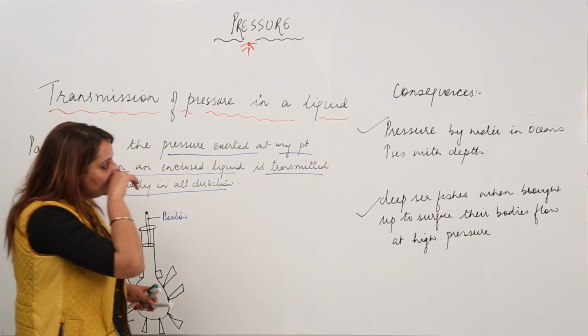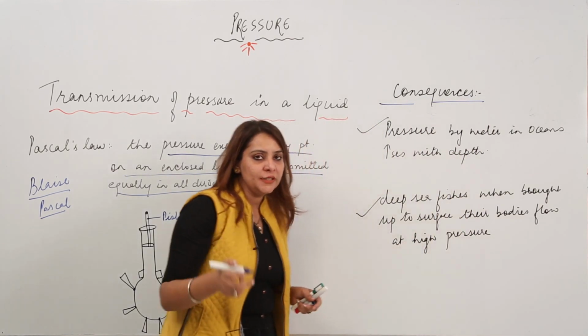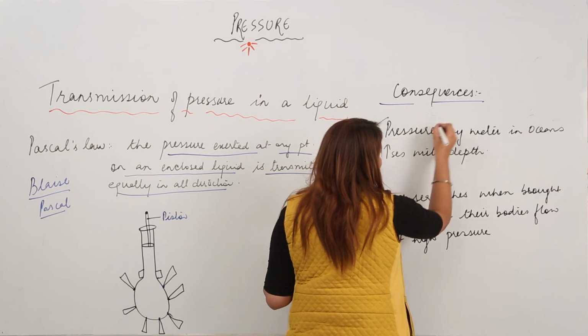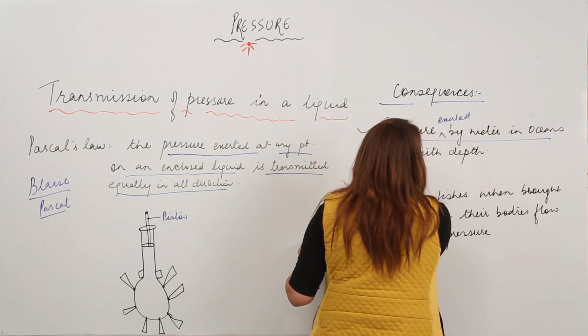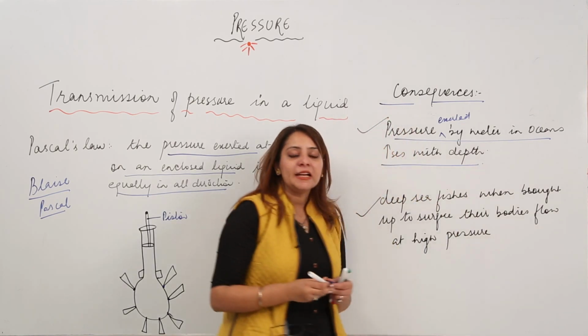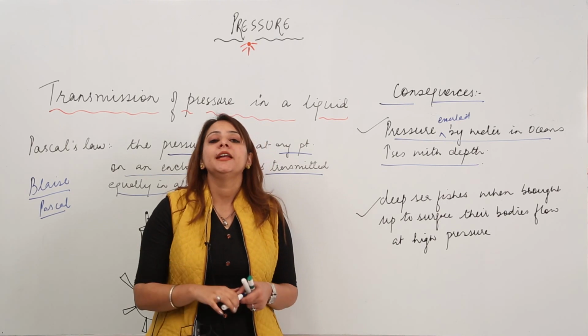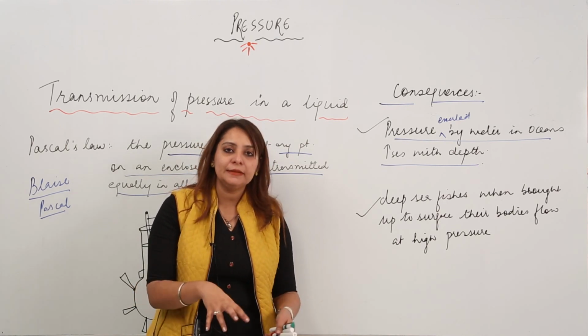Now we have a few consequences based on it. I have two consequences listed for you. One is that the pressure exerted by water in oceans increases with depth. That means at the surface of the ocean, the pressure is comparatively less if we compare it with the pressure at depth.